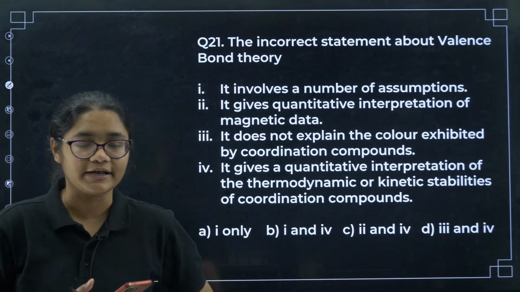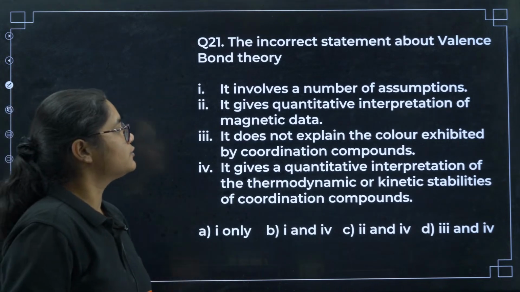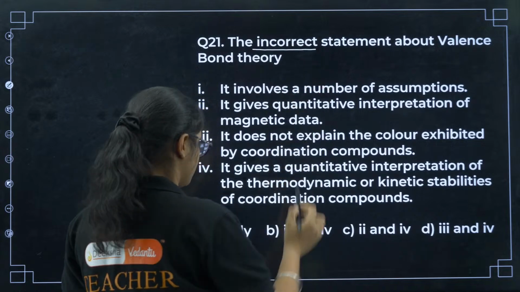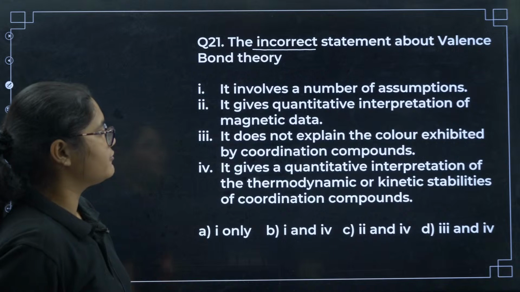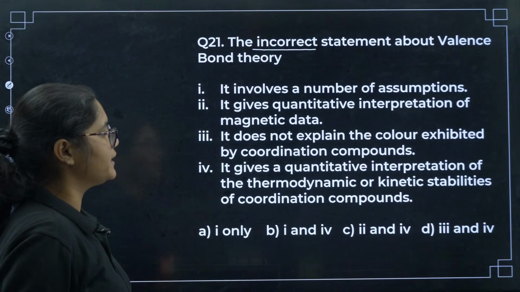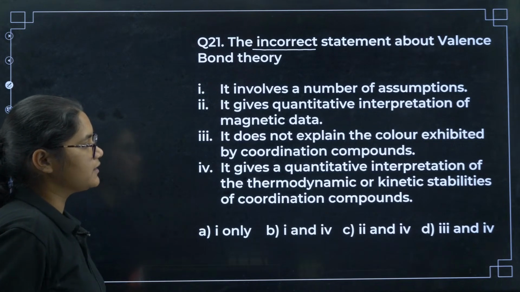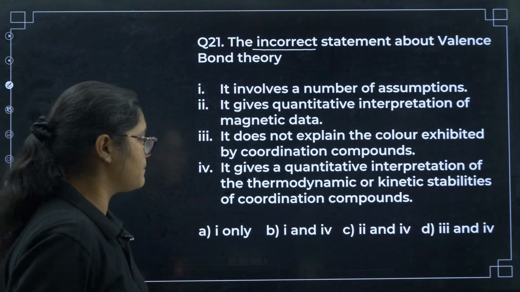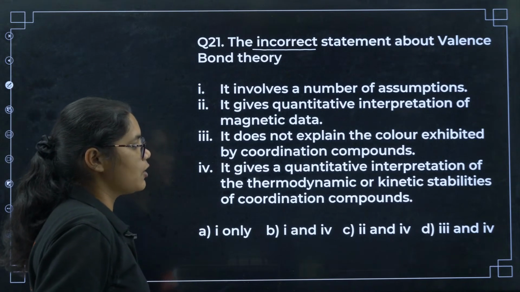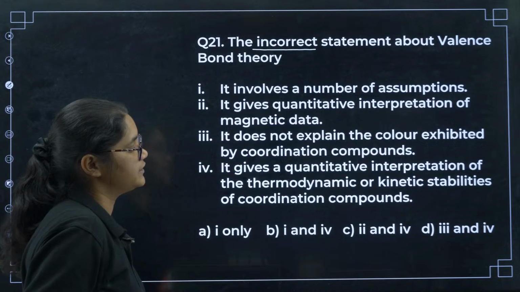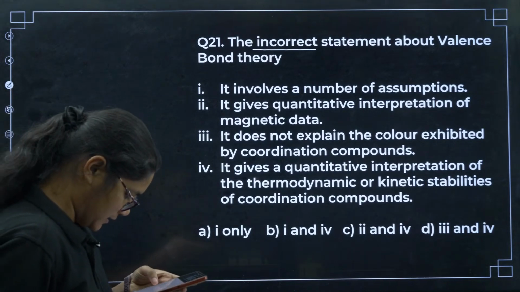So we have studied the postulates of valence bond theory, limitations of valence bond theory. So which statement is incorrect? Okay, you have to tell about the incorrect statement. It involves a number of assumptions. It gives a quantitative interpretation of magnetic data. It does not explain the color exhibited by the coordination compounds. It gives a quantitative interpretation of the thermodynamics or kinetic stabilities of the coordination compounds. So yes, which is the incorrect statement here?